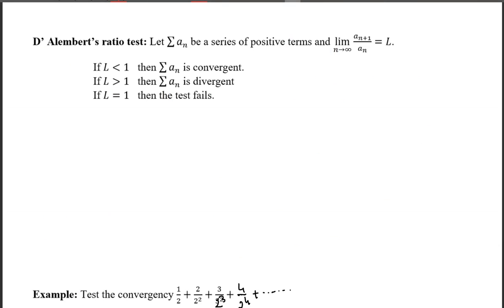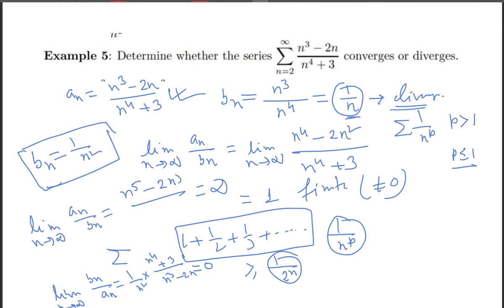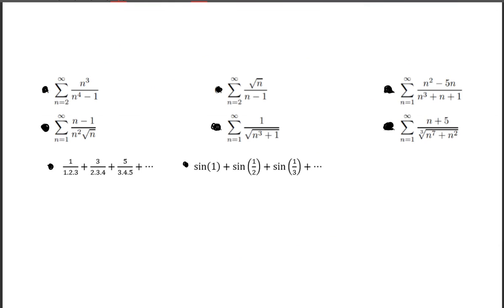Listen to me. Here you see n cube by n to the power 4 minus 1. What will be your bn? 1 by n. Why are you choosing 1 by n? Because the highest degree in the numerator is n cube and the highest degree in the denominator is n to the power 4.